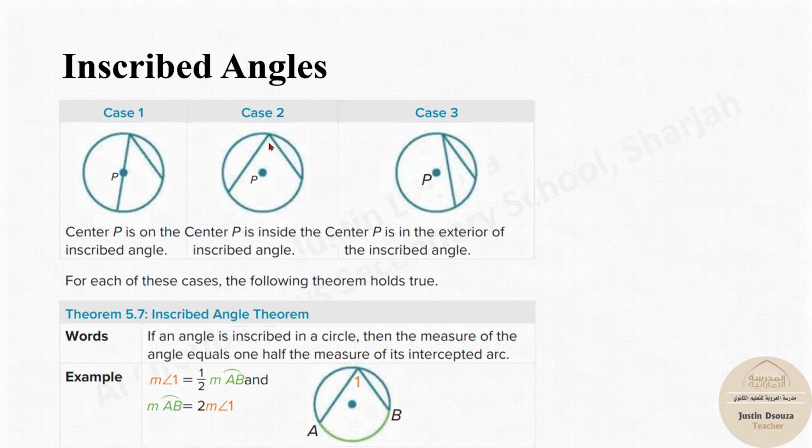The intercepted arc is over here. The inscribed angle is always half of it. So if you look over here, angle 1 will be half of arc AB. Or you can find arc AB by multiplying 2 times angle 1. This is how we solve it.